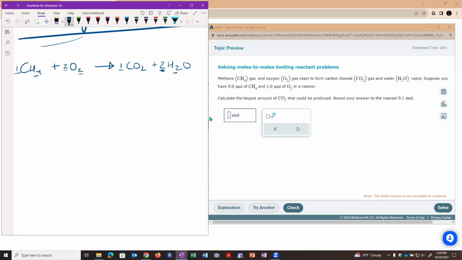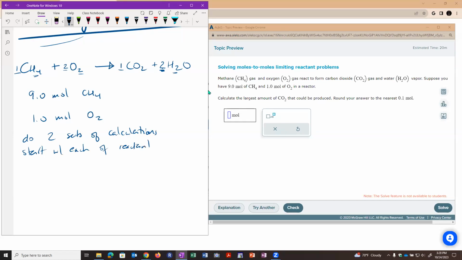Now it says, suppose you have 9.0 moles of CH4 and 1.0 moles of O2 in a reactor. Calculate the largest amount of CO2 that could be produced and round your answer to the nearest 0.1 moles. All right, so what we need to figure out here, we're going to do 2 sets of calculations. Starting with each of the reactants.